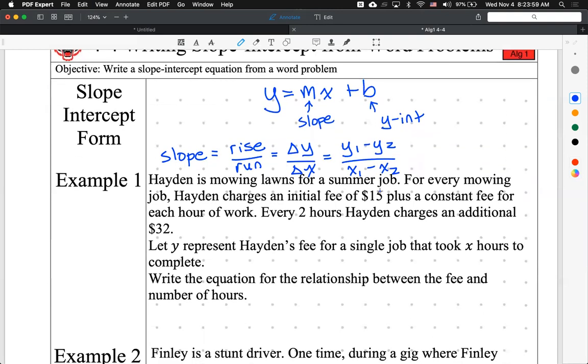Aiden is mowing lawns for a summer job. Every morning job, Aiden charges an initial fee of $15 plus a constant fee for each hour of work. Every 2 hours, Aiden charges an additional $32. Let y represent Aiden's fee for a single job that took x hours to complete. Write the equation for the relationship between fee and number of hours.